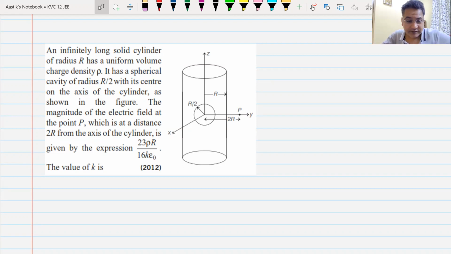This is a 4-mark question from JEE. 4 marks in JEE mean a lot. It may mean a difference in rank of 4,000 ranks even.